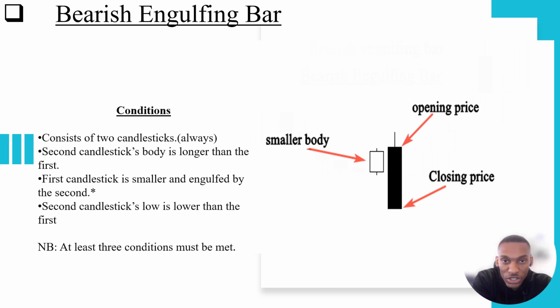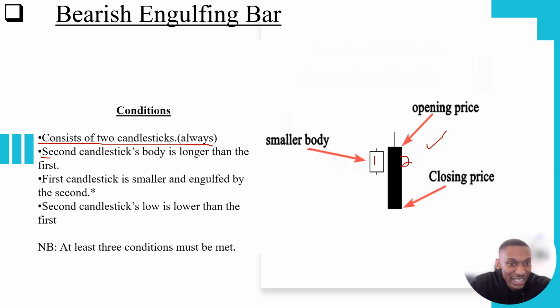There are 4 conditions for this pattern, but at least 3 have to be met. Let's look at the conditions. The first condition is this: it consists of 2 candlesticks. This pattern always consists of 2 candlesticks. As you can see here, we have 1 and 2, right?